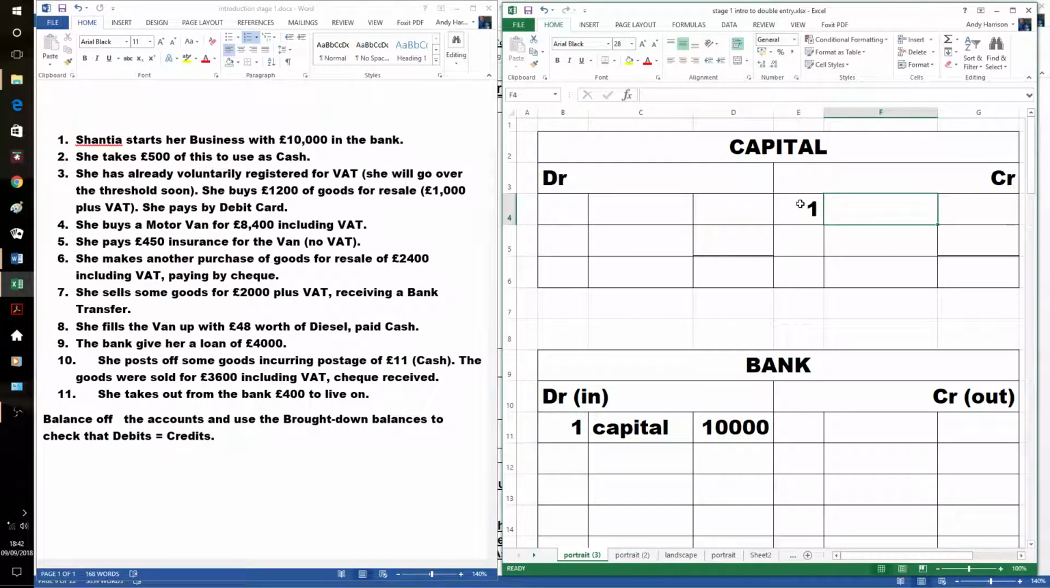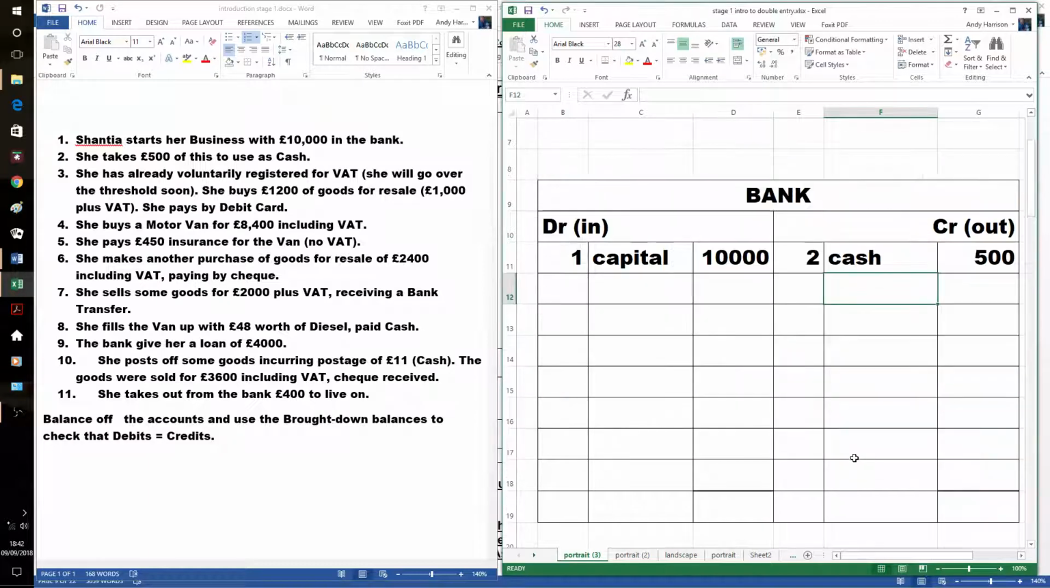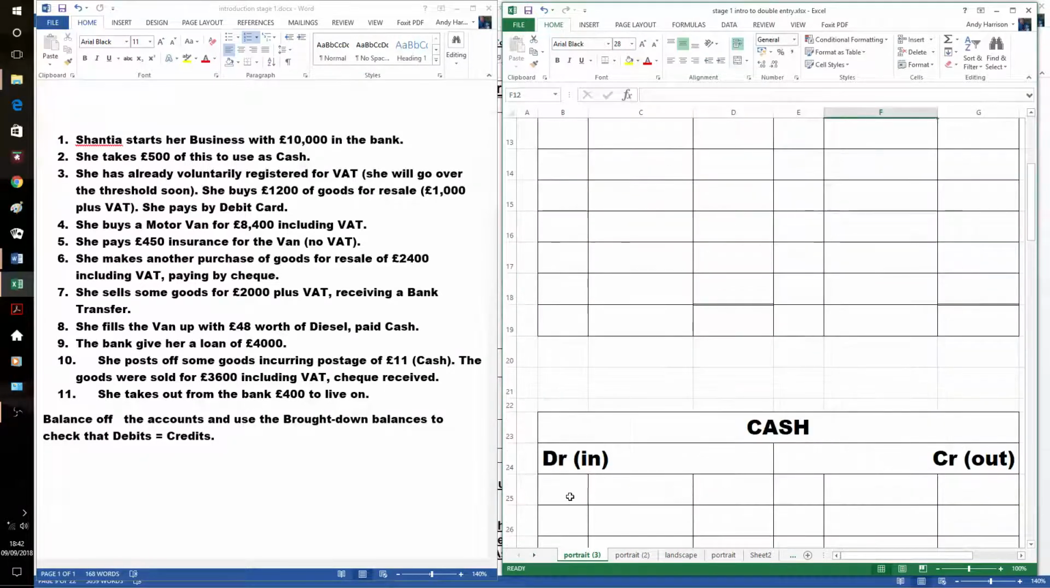And we need a double entry, so our debits equal our credits. Then we're taking some money out of the bank, so it's the credit side of the bank, and turning it into cash. Hopefully she's got a safe, and then it'll come in cash. So cash is the same way around as bank. There we are, debits and credits.